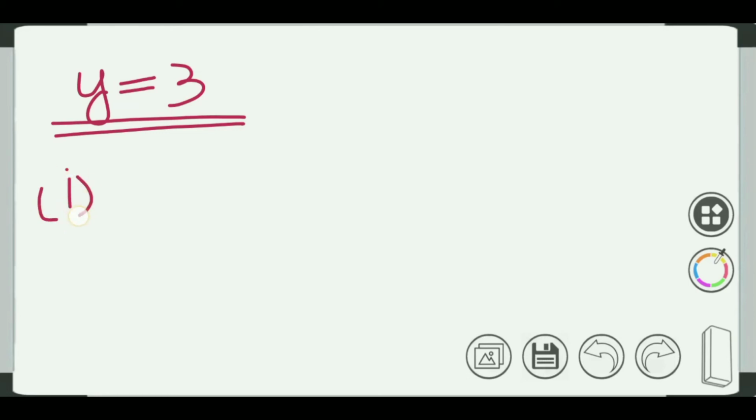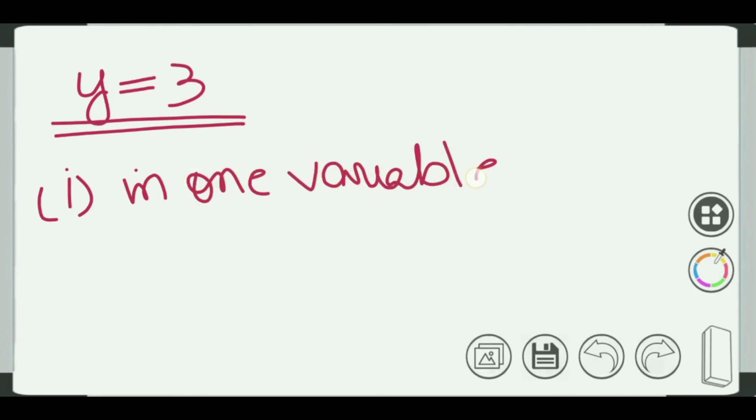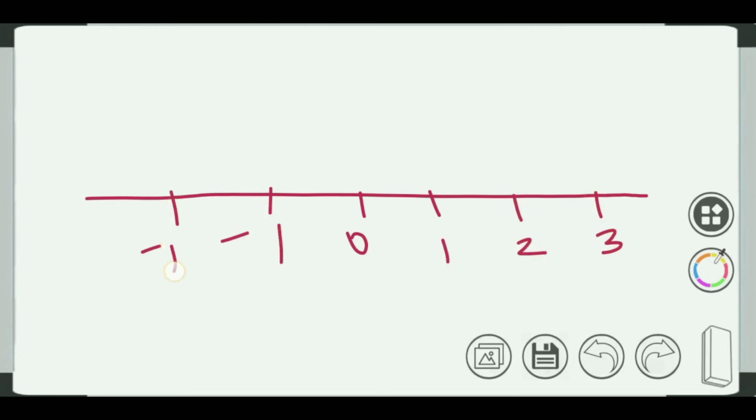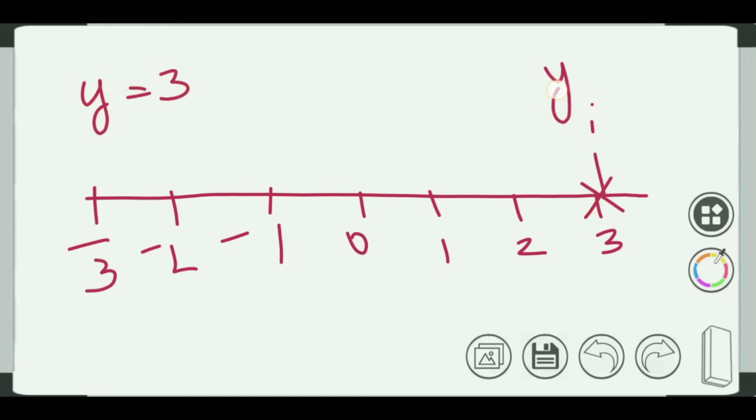The first sub-question was you need to represent this as one variable. How will you represent it? You represent it on a number line. So we'll draw a number line: 1, 2, 3, minus 1, minus 2, minus 3. So what was the question? y is equal to 3. Simple. This is your point, y is equal to 3. This is how you represent it on a number line.